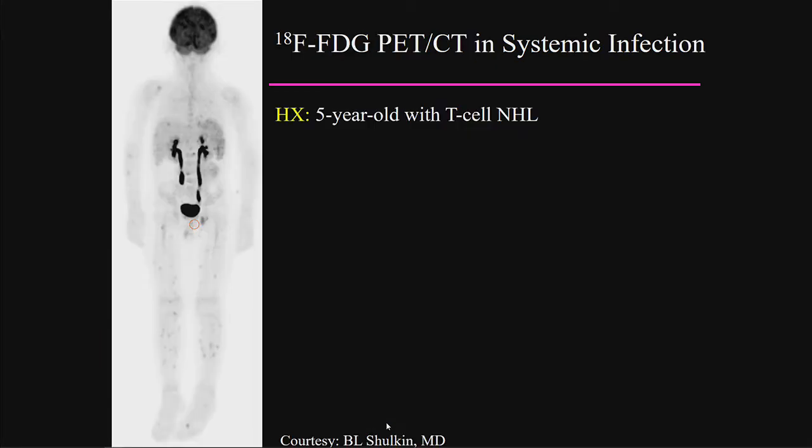difficile colitis. One last example, this 5-year-old with non-Hodgkin's lymphoma underwent FDG PET, and you can see innumerable foci of abnormal uptake in skin, in lungs, in liver, and in spleen due to candidiasis.